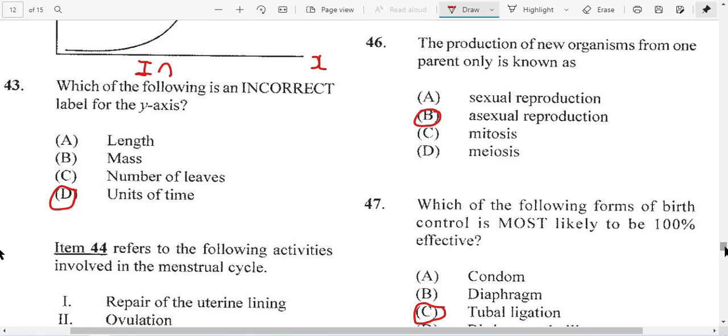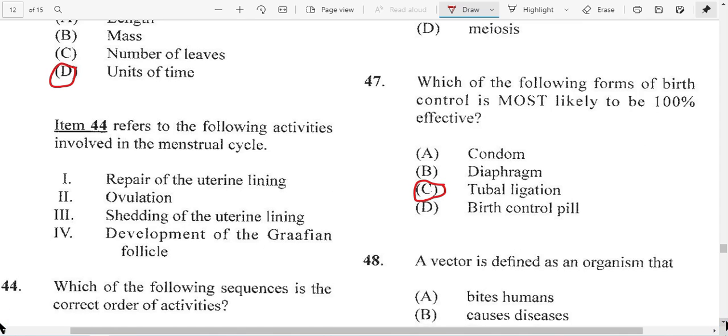A little different here. So B is our answer there for 46. And for 47, which of the following forms of birth control is most likely to be 100% effective? A condom might burst, the diaphragm might shift, but if we were supposed to sever that tube, of course in tubal ligation, the process would be 100% safe. So C there being the answer for 47.